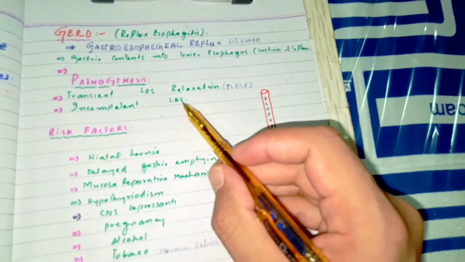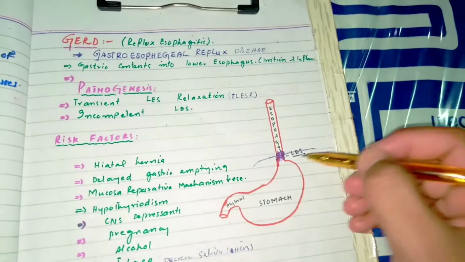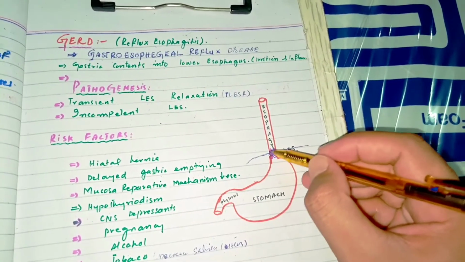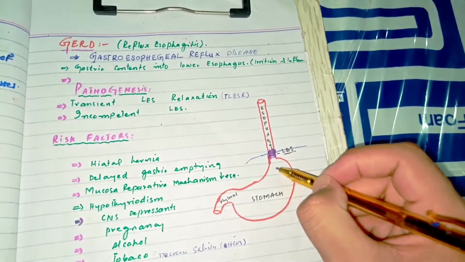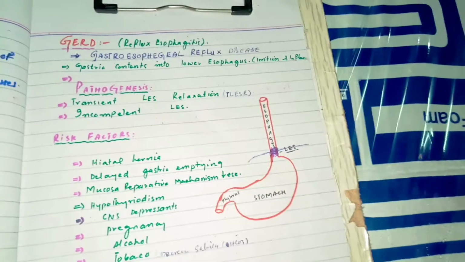And the other is an incompetent lower esophageal sphincter. When the esophageal sphincter becomes unable to contract properly, it will cause the stomach content to flow into the esophagus.